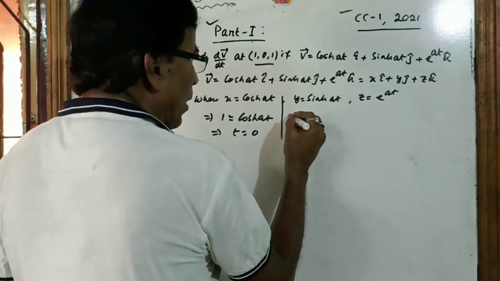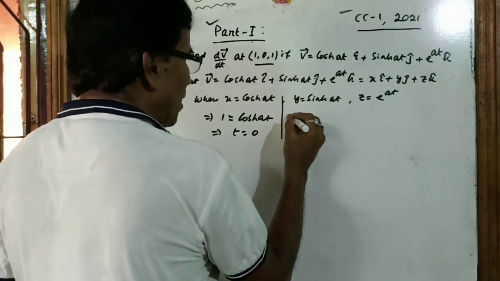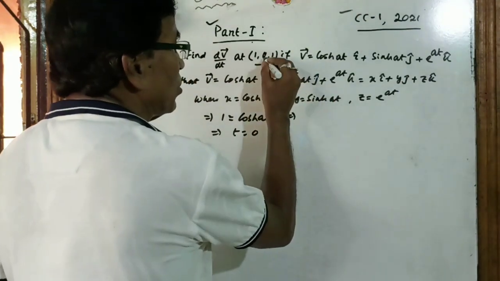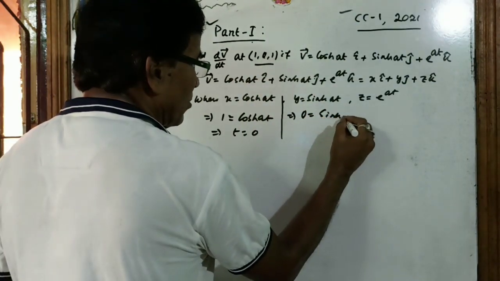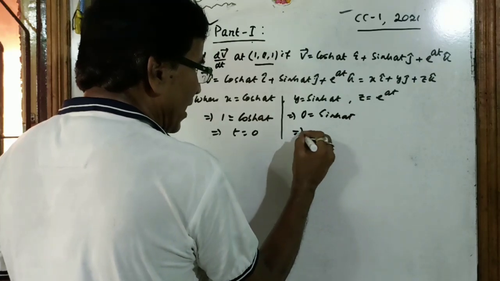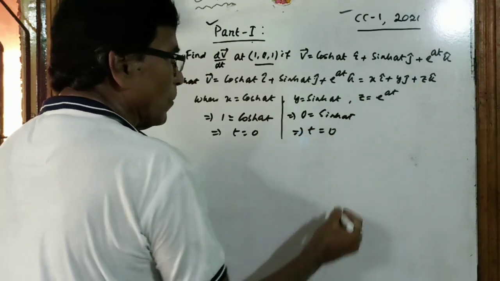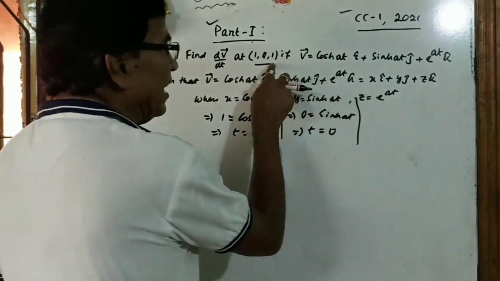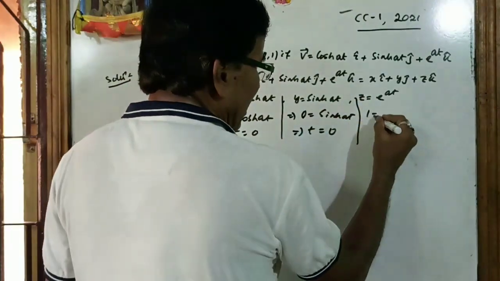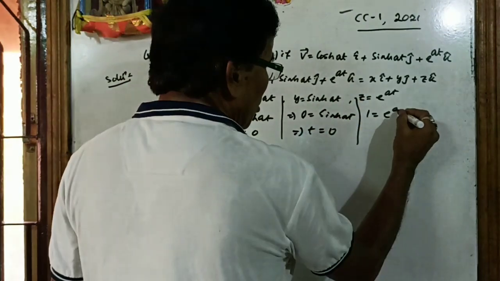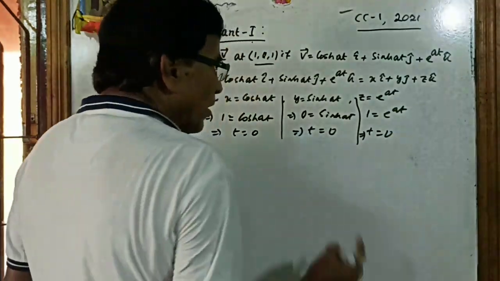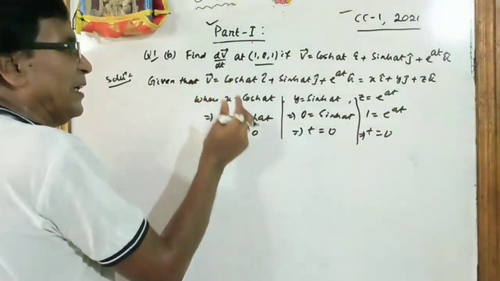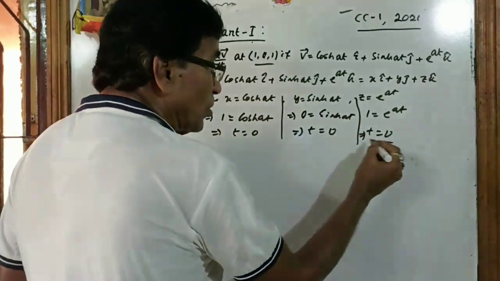Similarly, for y = 0, we get sinh t = 0. So sinh t = 0 means the t value is 0. Similarly, for z = 1, we get e^1 = e^t, so the corresponding value of t is 0. So that means we have to find dv by dt at t = 0.